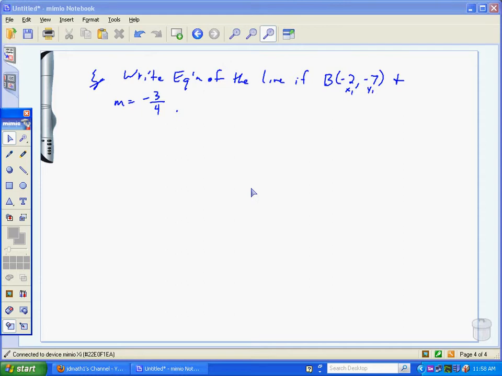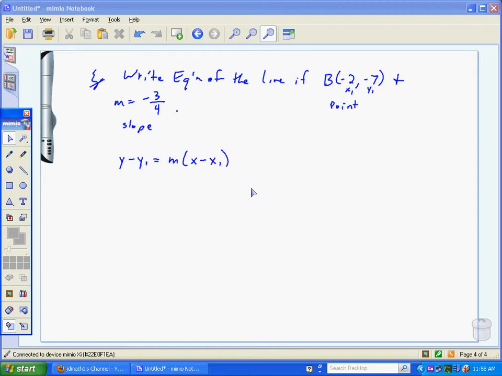But that's a point. There's my point. And then I'm given m. That's my slope. So I wonder what formula I should be using. Well, I'm thinking it's the point-slope formula, and it looks again like this: y minus y1 is equal to m times x minus x1.